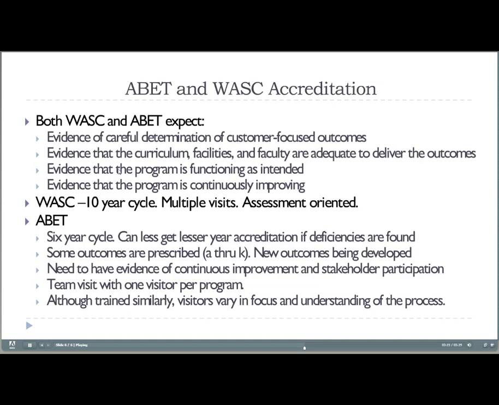With ABET, one interesting difference compared to other accrediting agencies is they actually prescribe some of the outcomes, and then you can add additional outcomes if you want. And we call those A through K for the last few accrediting cycles, but be aware that as of this recording, they are considering revising A through K, and that will probably take place before our next visit, which means we'll have to adapt. They want evidence of continuous improvement and stakeholder participation.